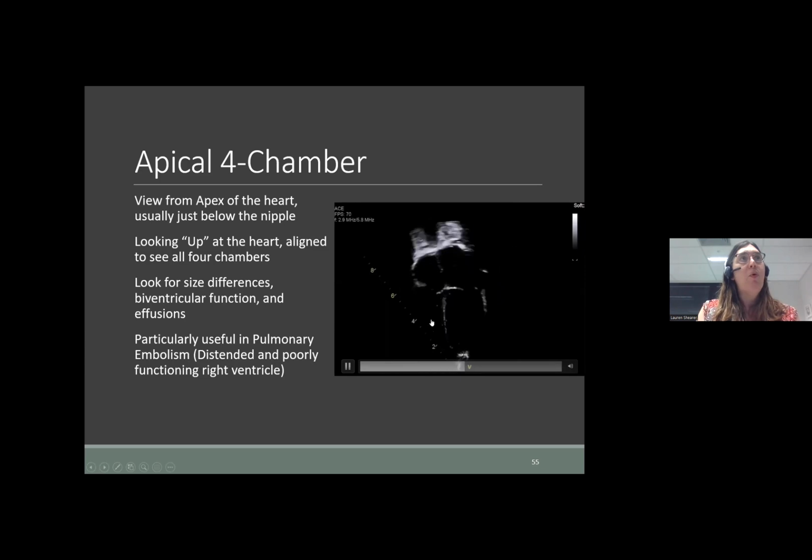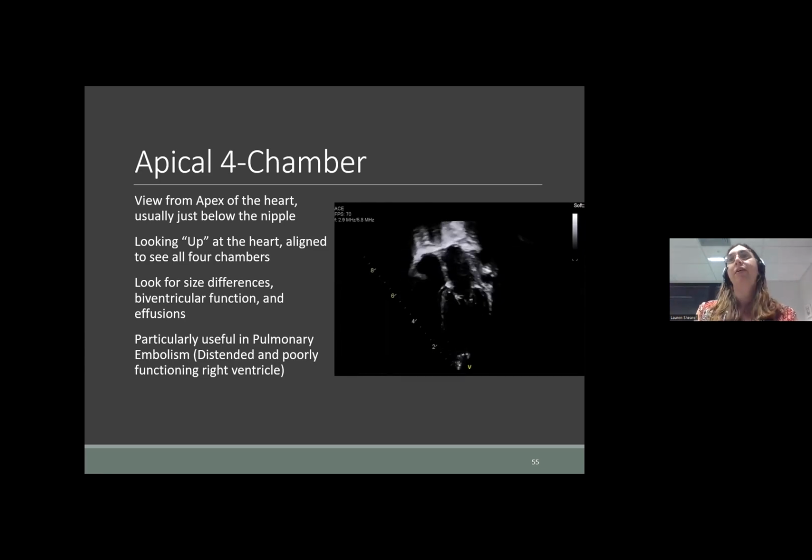Now, if we see a poorly functioning distended right ventricle, then we have to worry about right-sided problems. And the main one that we're interested in worrying about is that pulmonary embolism. Very occasionally, you will see a thrombus in transit. And I'm sorry, I can't share any of those pictures with you today.